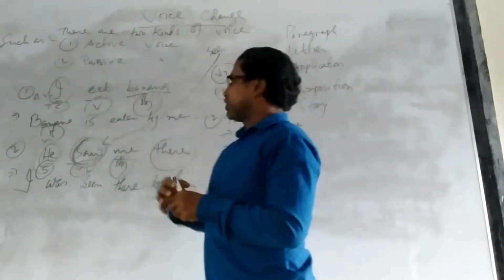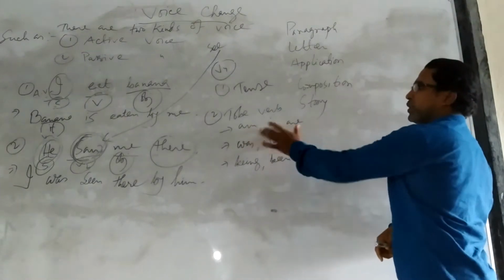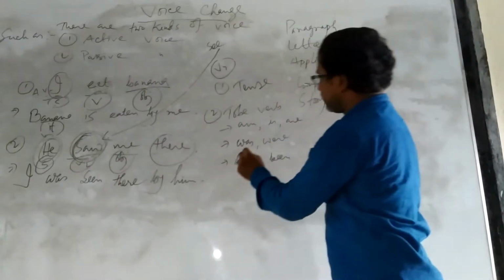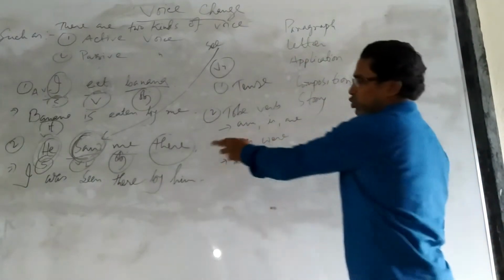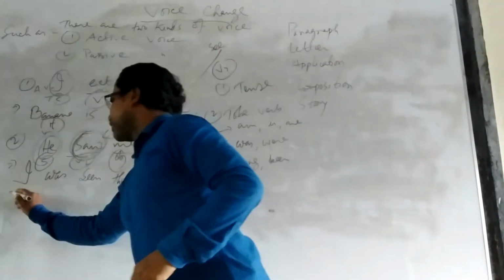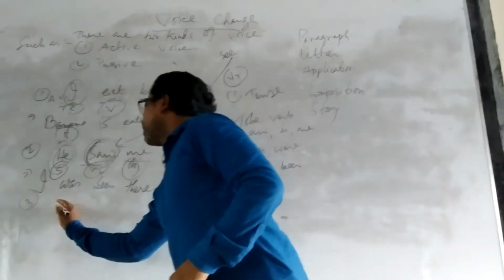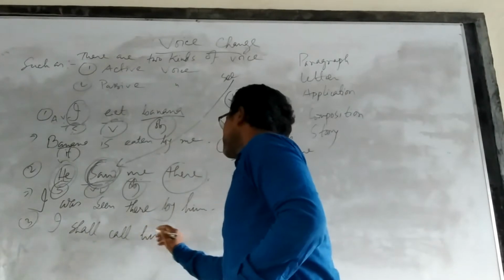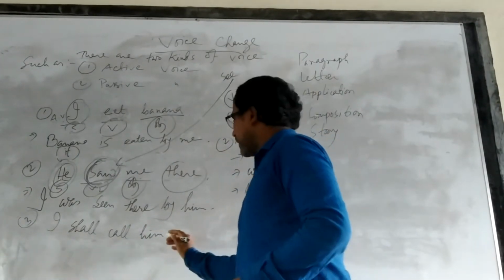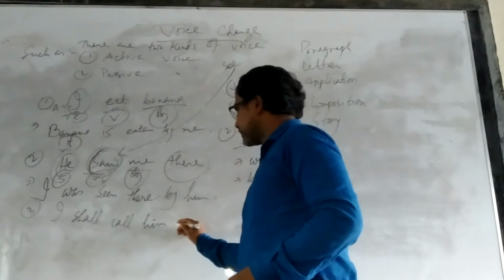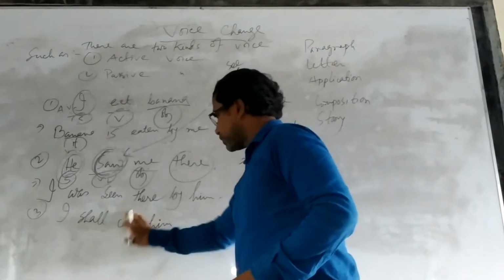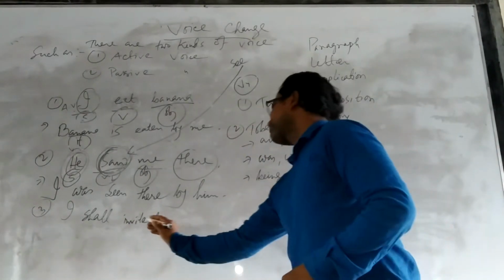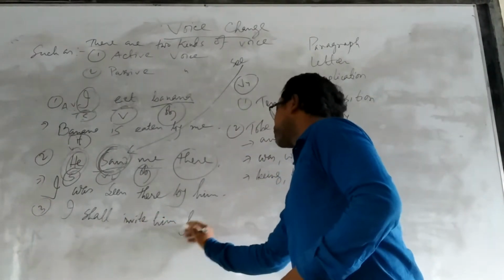in case of present tense, we have to take the help of three words and answer. In case of past tense, we have to take the verb was and were as the to be verb. Now I am writing you another sentence. I shall call him. I shall invite him for the function.